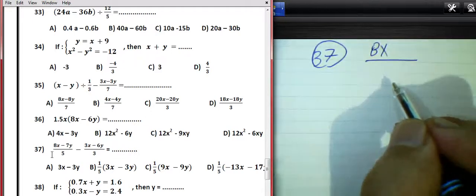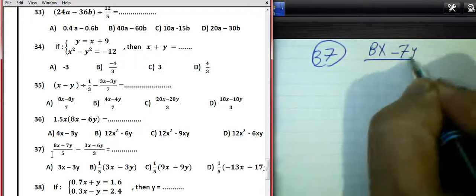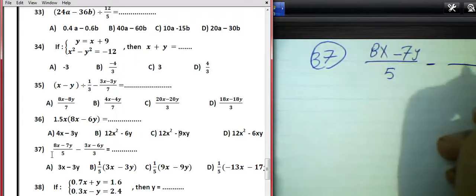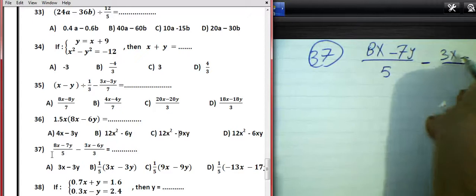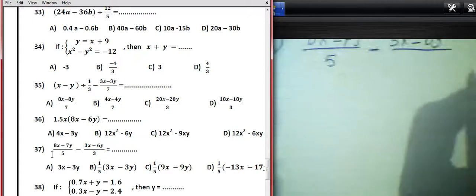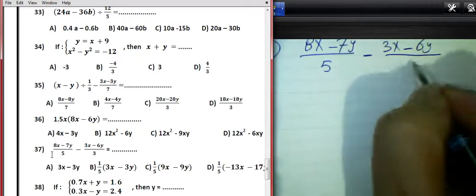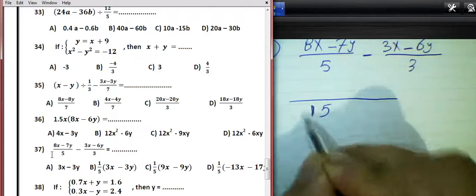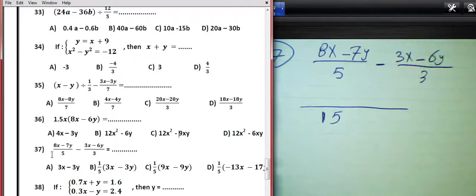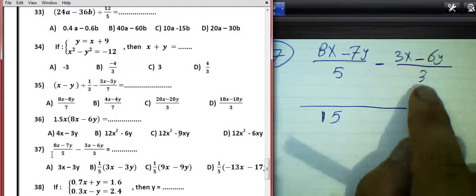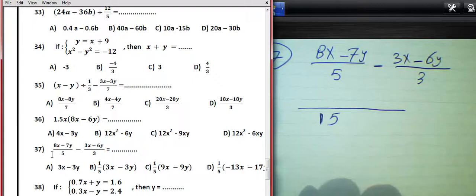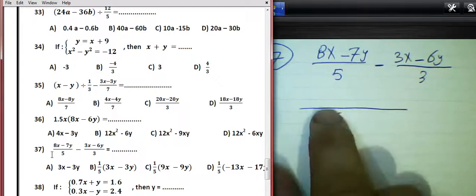Okay, (8x − 7y)/5 − (3x − 6y)/3. We can write 15 here because 15 divided by 5 equals 3 and 15 divided by 3 equals 5. 15 is the least common multiple of the denominators. 15 divided by 5 equals 3.